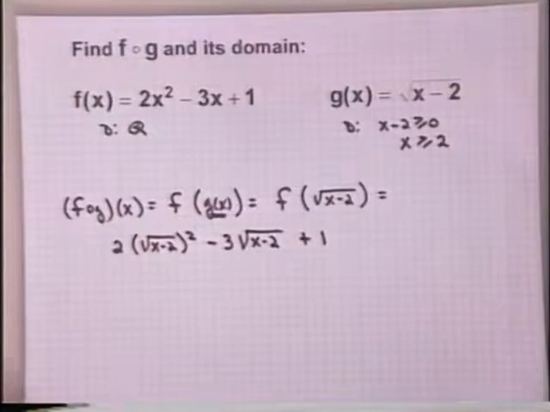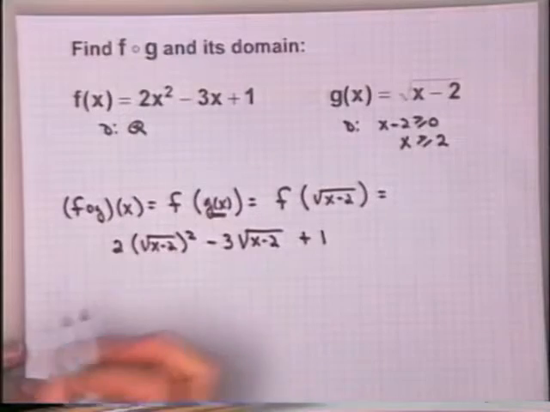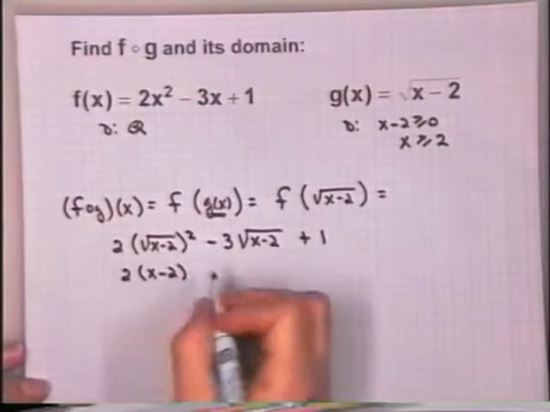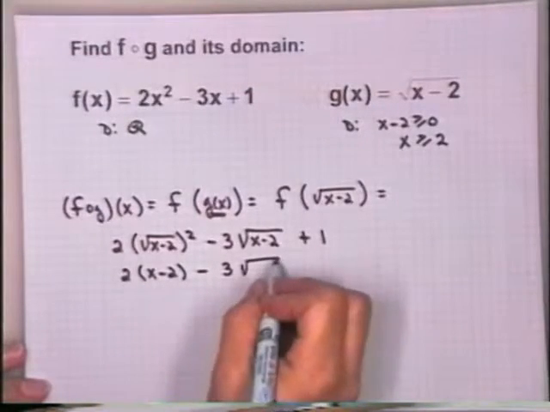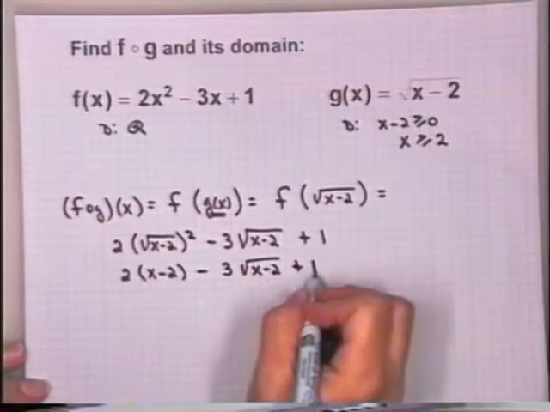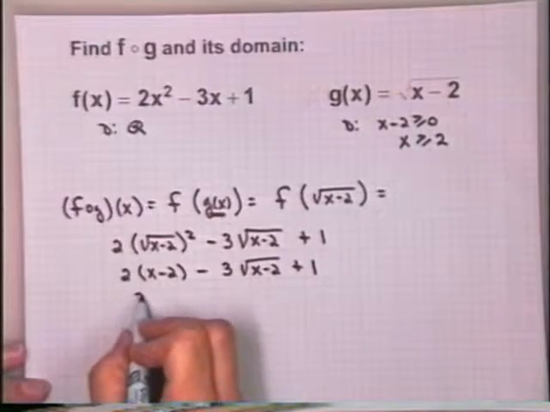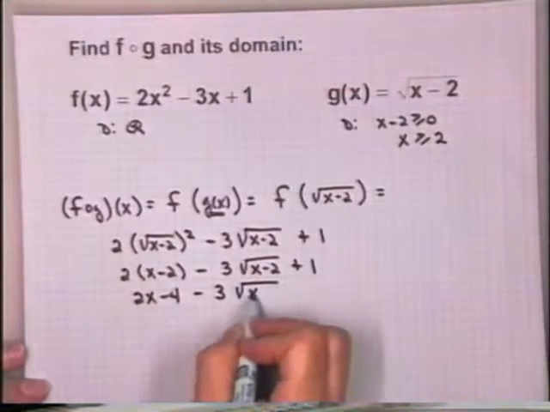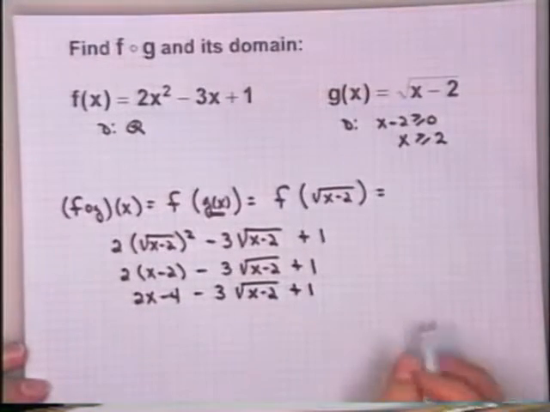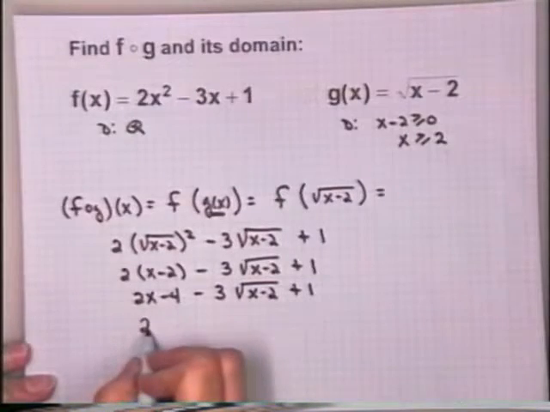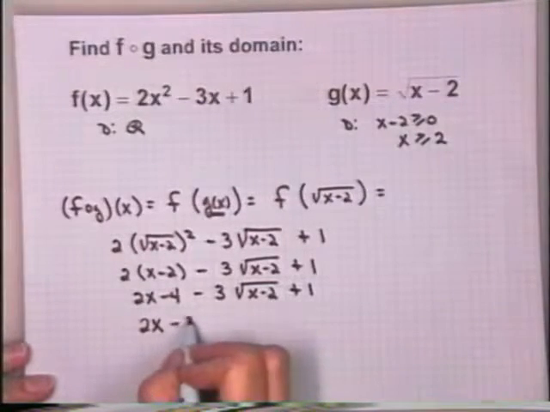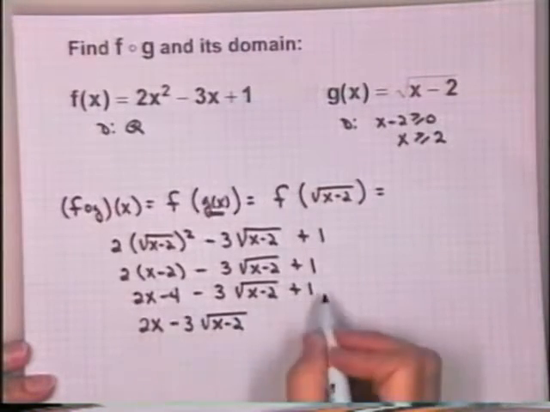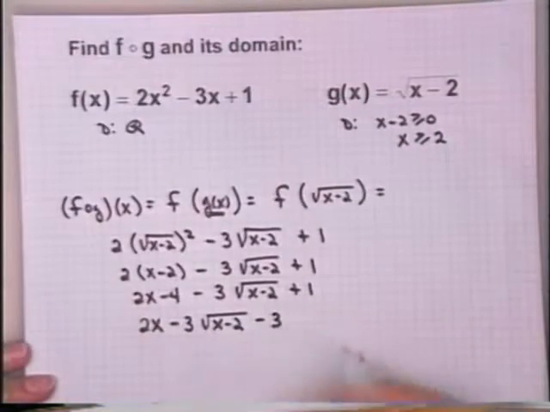Now we can do a little simplifying here. If I square this radical, what happens to that radical? It disappears, doesn't it? So I have 2 times x minus 2 minus 3 times the square root of x minus 2 plus 1. Distributing, I have 2x minus 4 minus 3 times the square root of x minus 2 plus 1. And let's combine those like terms. 2x, I'm going to go ahead and bring down the minus 3 times the square root of x minus 2 here. Negative 4 plus 1 is a negative 3.